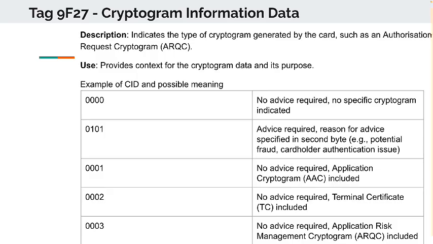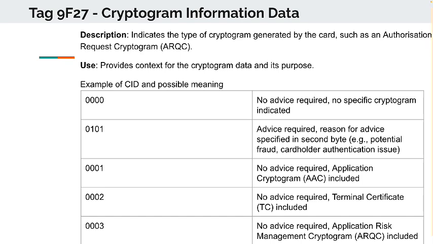Then we have tag 9F27, which is the cryptogram information data, right? It tells what kind of cryptogram was generated by the card, such as maybe an authorization request cryptogram, right? Or even an acquirer or even an issuer, right?